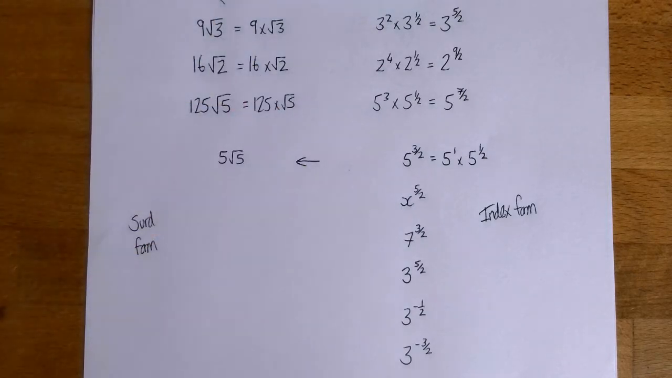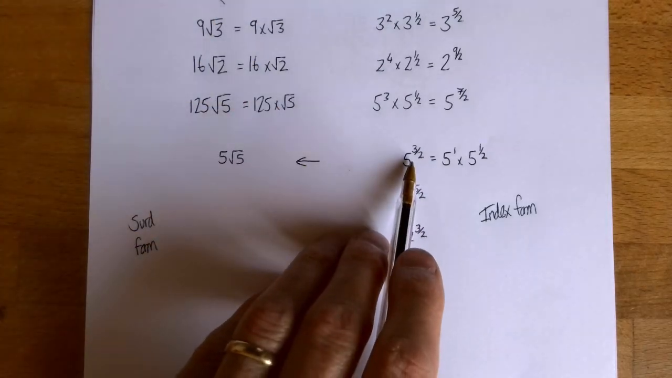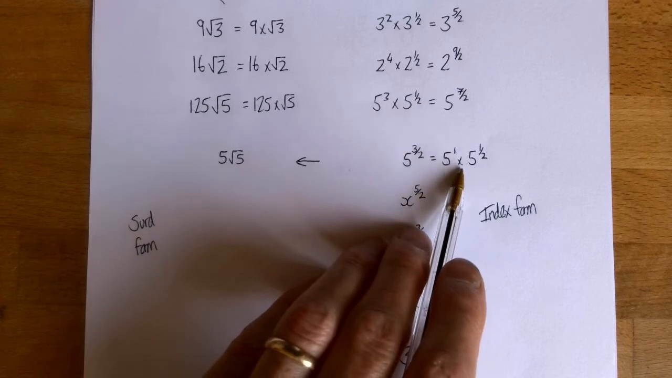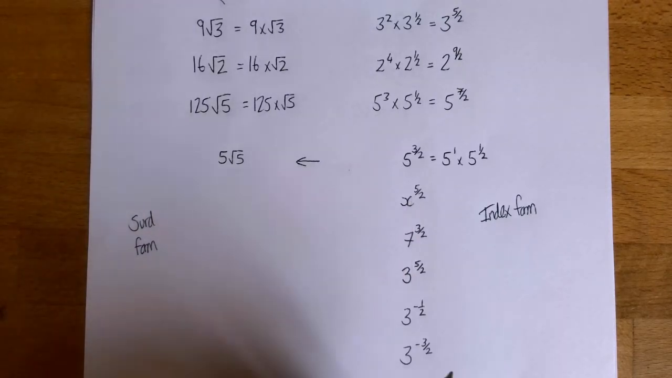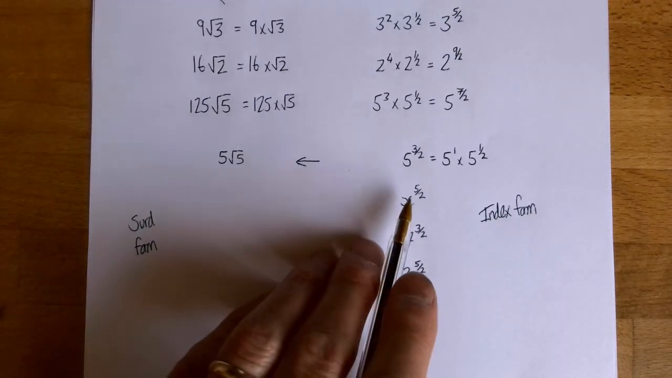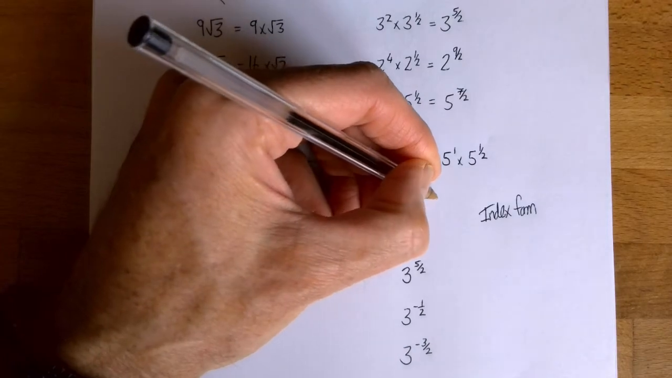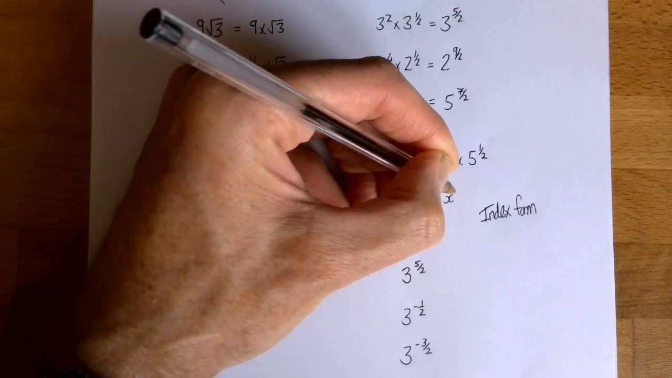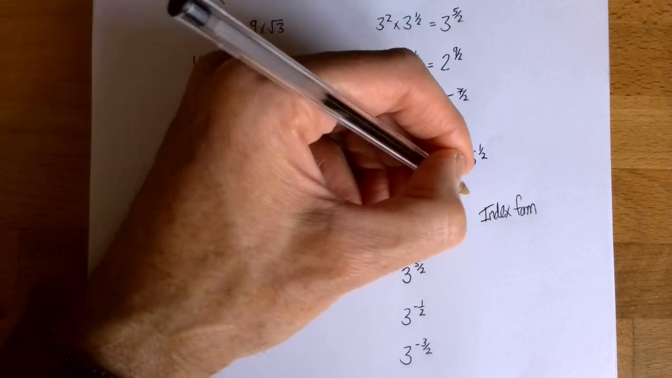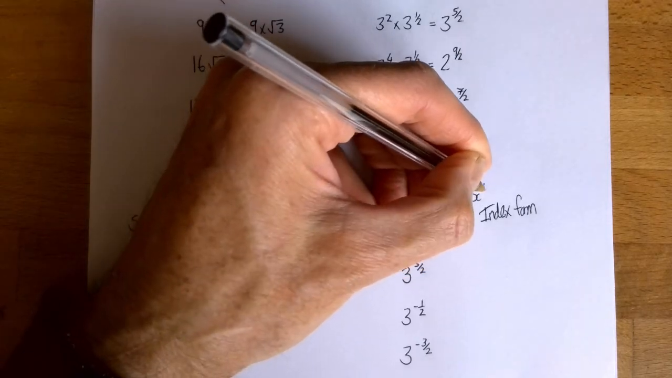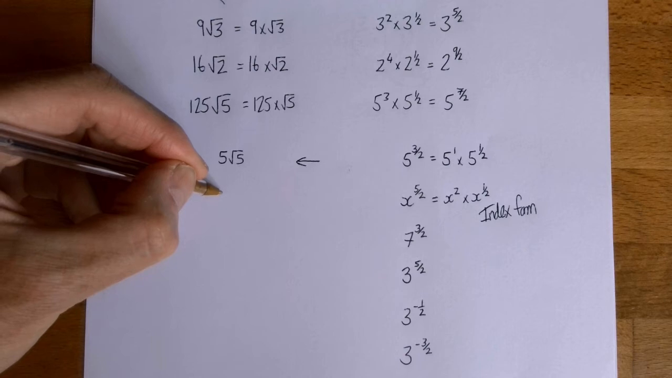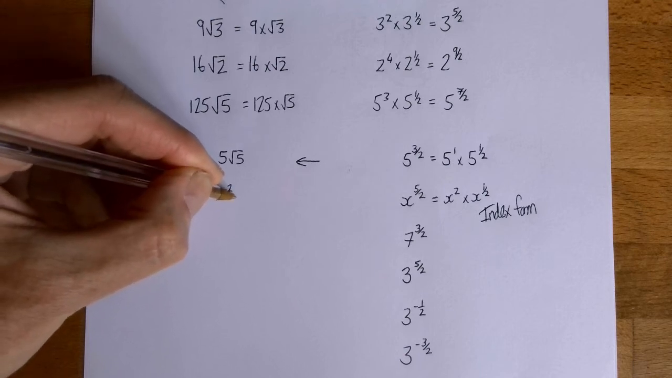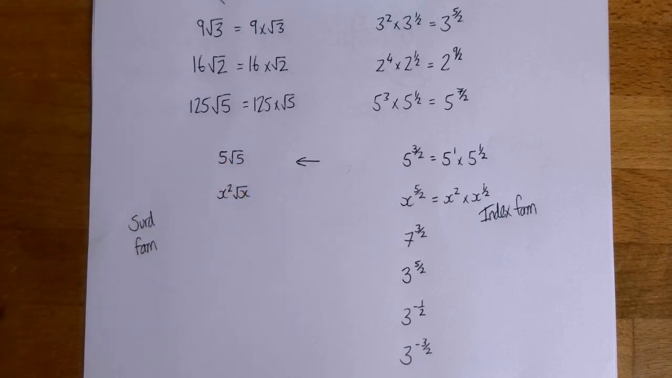Go back the other way now. So taking that and breaking it down into that is the key. And then once it's written like that, realising that in surd form it looks like that. And we can do this with algebra as well. I mean, this is x to the power of 2 and a half. So it's x to the power of 2 times x to the power of a half. So that is x squared root x.